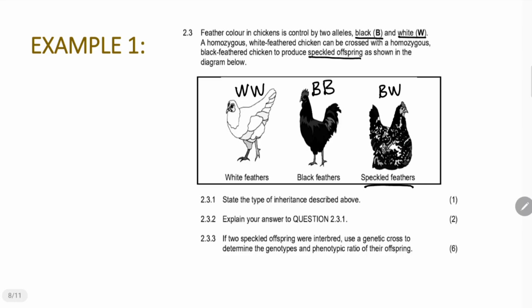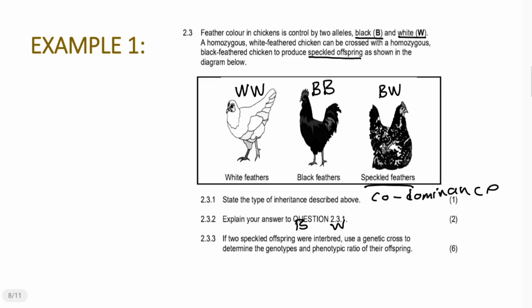Right? So state the type of inheritance described. Codominance. Right? Explain your answer. The alleles for black feathers and the alleles for white feathers are equally expressed in the phenotype. That is because we produce a speckled feather which has got black and white colors. So that is codominance.